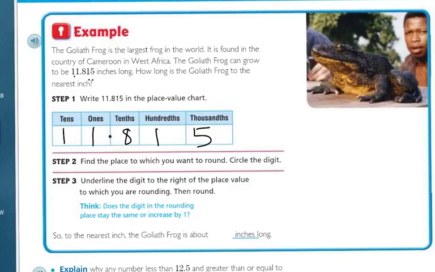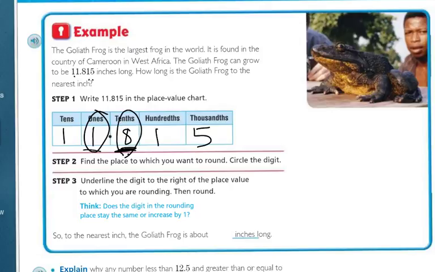Step 2. Find the place to which you want to round and circle that digit. Well, I want to round the frog to the nearest inch. Well, the nearest inch is going to be to the ones position here. So I'm going to circle my ones position, and then I'm looking to my tenths to see if it has enough. Is 8 bigger than 5?